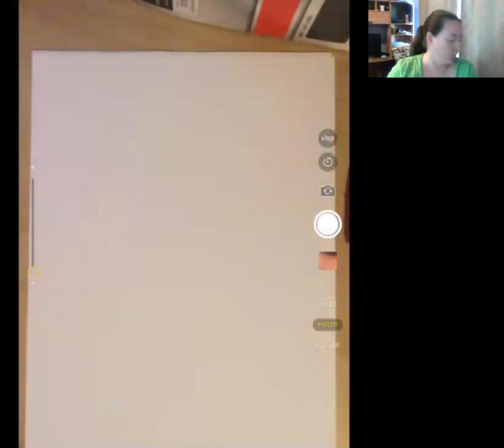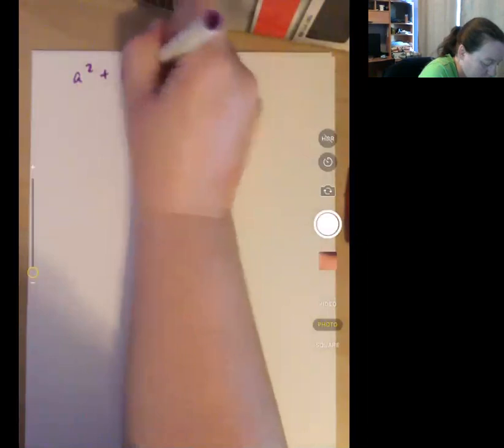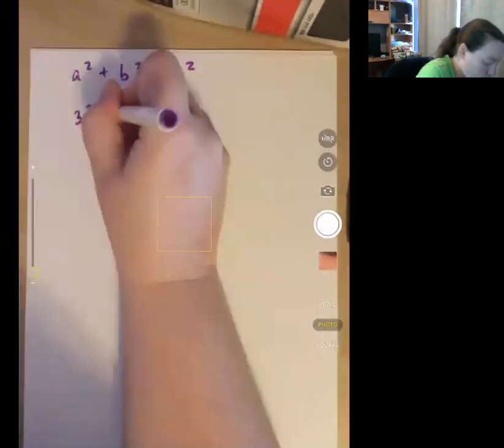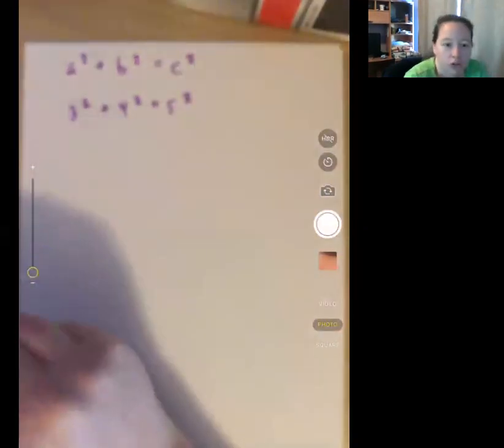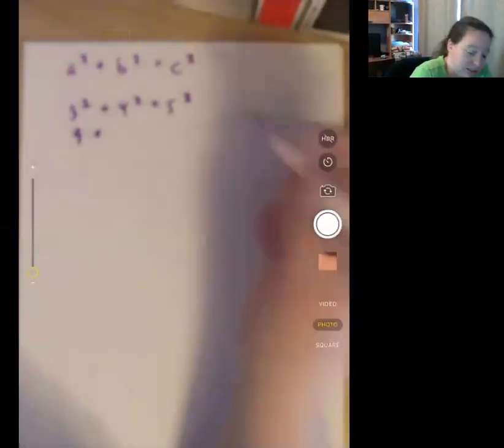Okay, so let's work inside the book. I am on page 383. Verify the following sets of lengths make the equation a squared plus b squared equals c squared true. So we have 3, 4, 5. So we're doing a squared plus b squared is equal to c squared. So we first have 3 squared plus 4 squared is equal to 5 squared. 3 times 3 is 9. 4 times 4 is 16.